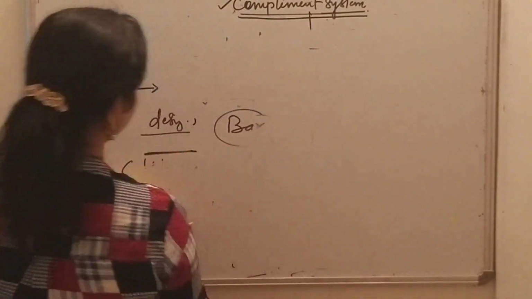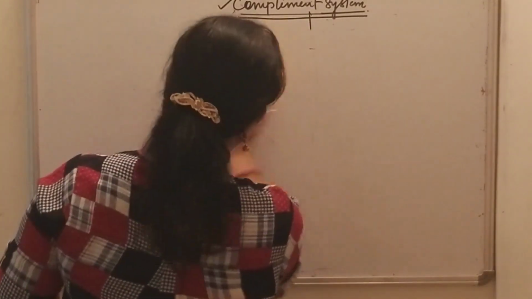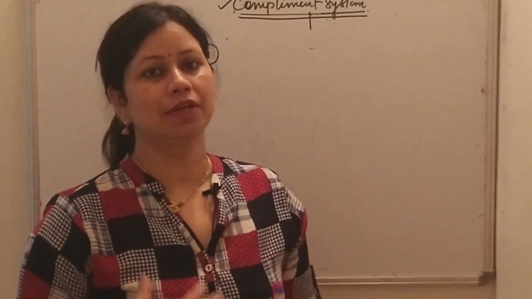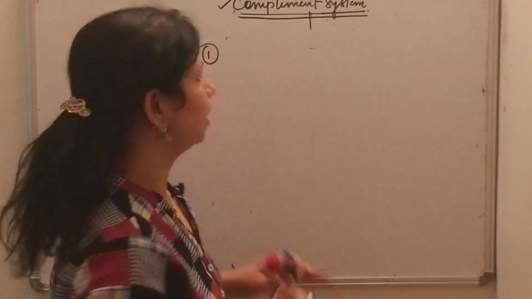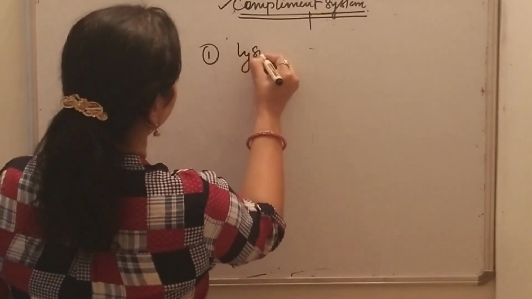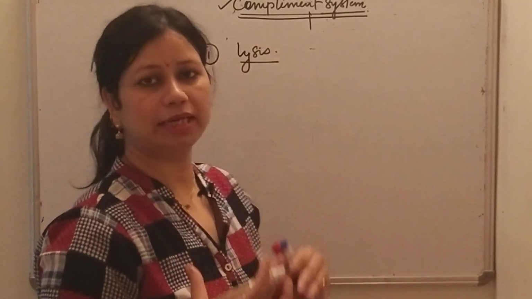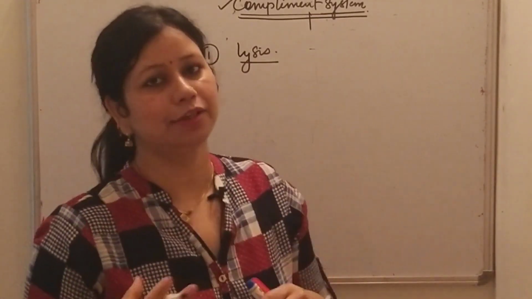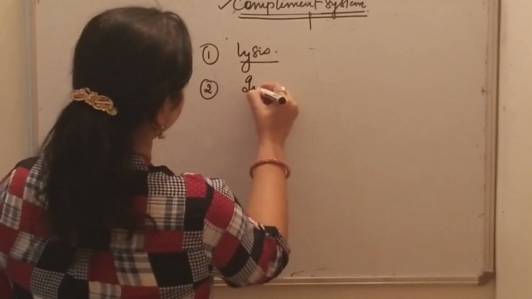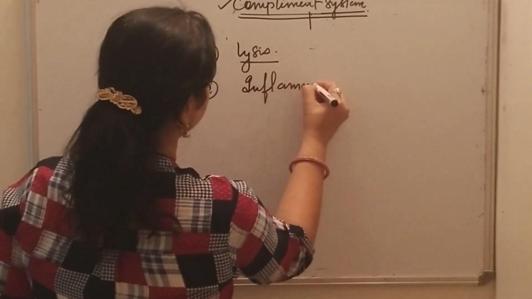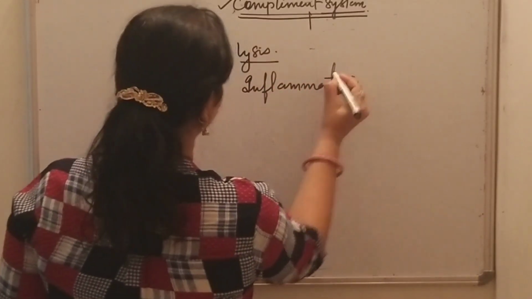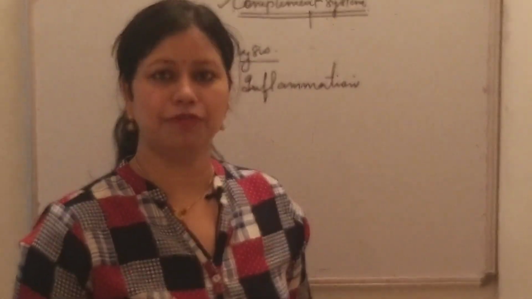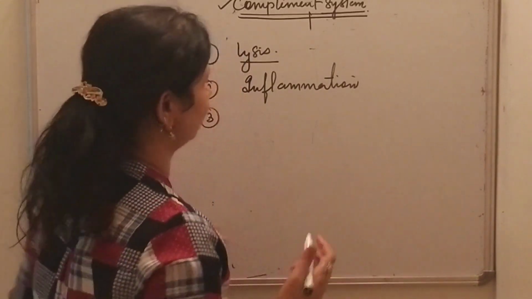Now I will discuss some of the functions of the complement system. What are the basic functions of the complement system? The first function is lysis of cells, bacteria and viruses. The second function is that it helps in inflammation. The third function is that it helps in opsonization, which promotes the process of phagocytosis.